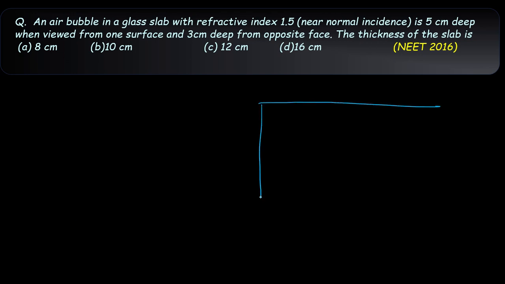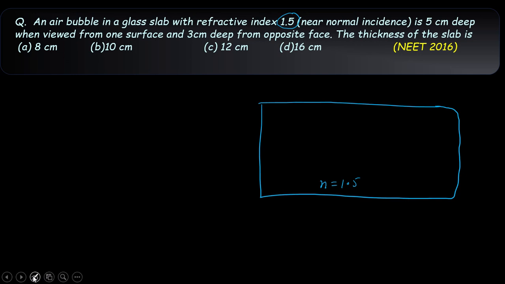We have one air bubble and this air bubble is inside a glass slab. An air bubble is inside a glass slab with refractive index 1.5. That means the refractive index of this glass slab is 1.5 and near normal incidence, this air bubble is 5 centimeter deep when viewed from one surface and 3 centimeter deep when viewed from the other surface. The question is, what is the thickness of the slab?